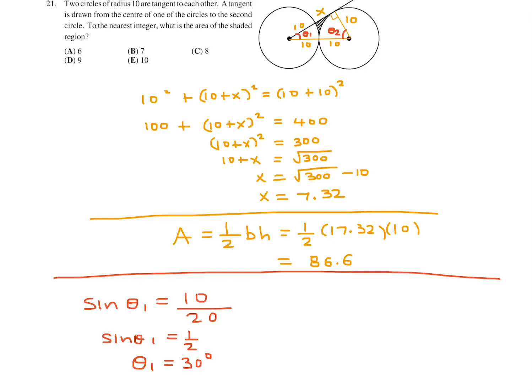And similarly, you can figure out theta 2, or you can just subtract it from 90 and 30 using the relationship that all the angles in a triangle are equal to 180. So 180 is equal to 90 plus theta 1 plus theta 2, and theta 1 is 30, so this becomes 180 is equal to 90 plus 30 plus theta 2, and therefore theta 2 is equal to 60 degrees. All right, so that is how we are going to proceed.